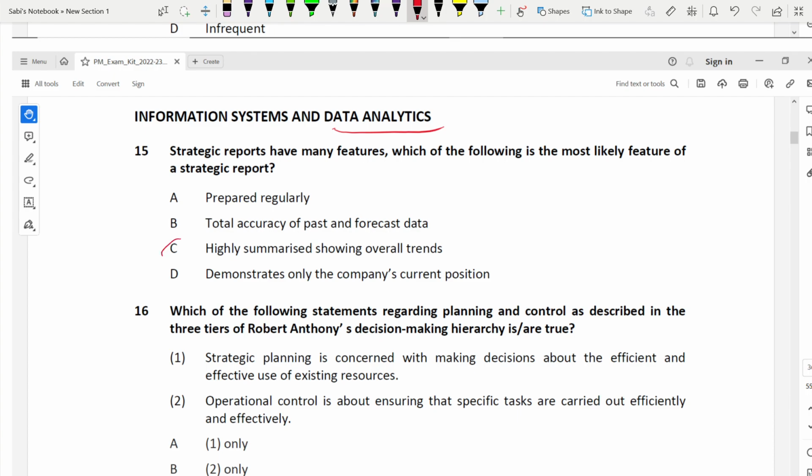It is C. Strategic reports, if you see, are not detailed. Yes, you have an option to drill down and see the detail, but it is summarized, showing overall trend. They are not very detailed. They are not prepared very regularly.